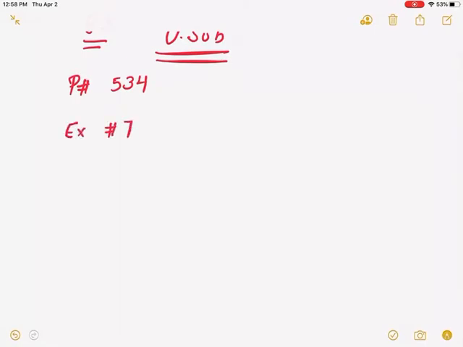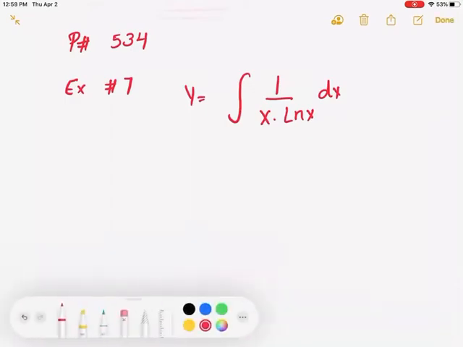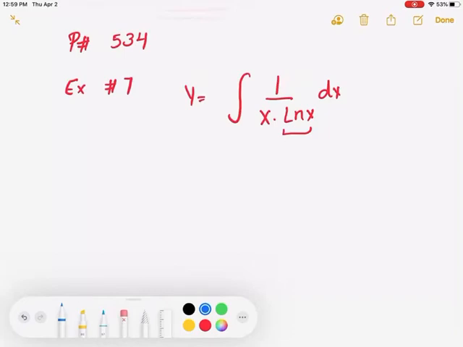Example number 7. Okay, so the equation is y is equal to the integral of 1 over x times ln x dx. Now this problem is slightly different than the one we did before. This one already has an ln function in it. So I already know that this is definitely going to be a log function once I integrate it. You can still do pattern recognition for this, but I'm going to show you U-substitution just to give you another perspective of this problem.